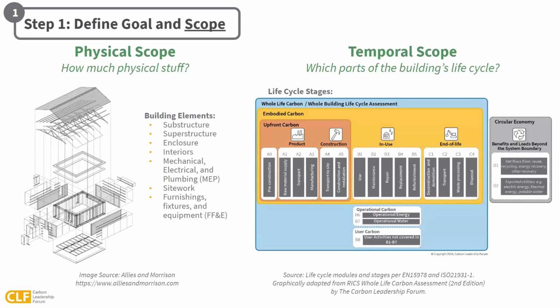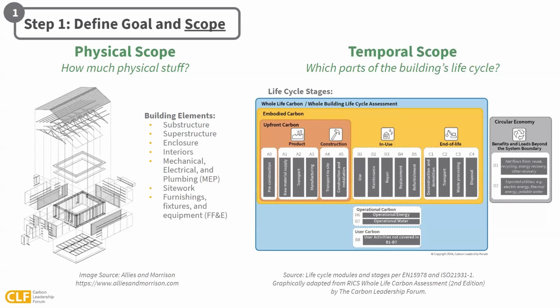Secondly, which life cycle stages are analyzed for the project? When analyzing the carbon impacts of a building, you could do it over different life cycles. So an upfront carbon assessment, shown in orange, typically includes A1 to A5 and summarizes all the impacts of the building up to the point of construction completion.